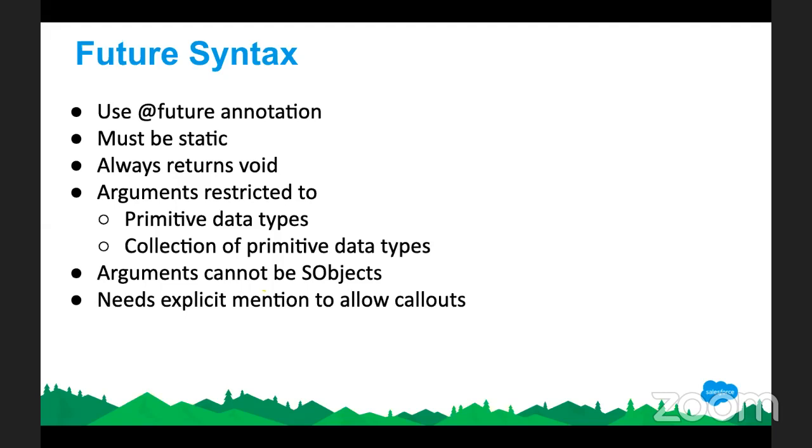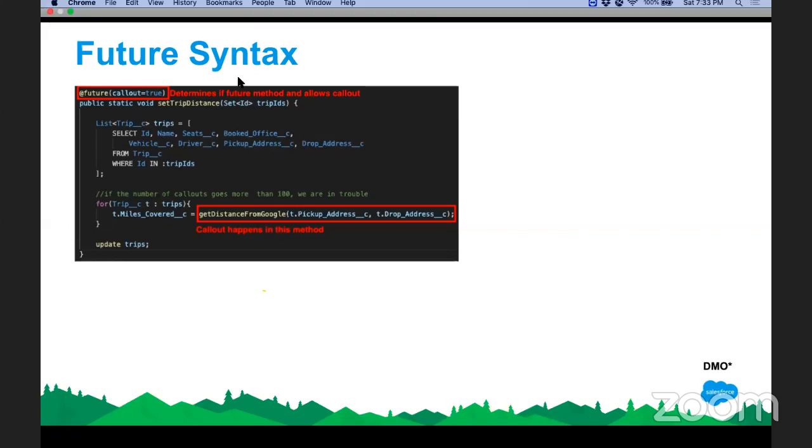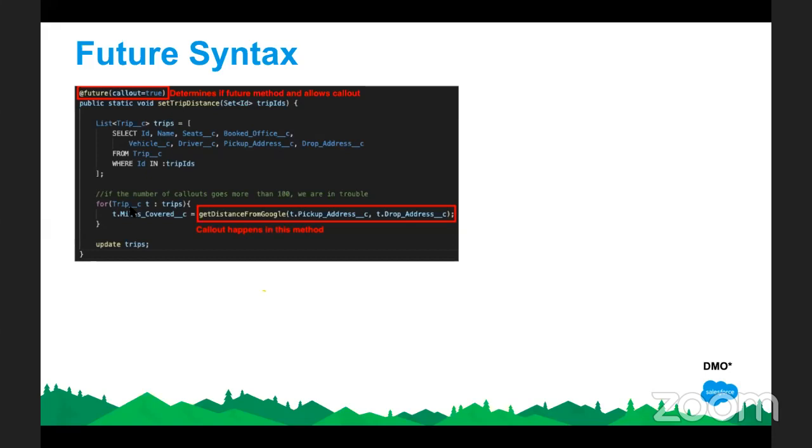It needs explicit mention to allow callouts. We should specify whether a future method should allow callouts or not. If you look at this example, you can write these methods in any class you want. But the thing is, it should be a static one. So this is the future annotation with callout equal to true. That is why I said we should specifically mention it. If callout equal to true is not mentioned and you try to do a web service callout, it will throw an error. And this getDistance from Google is a method that calls the Google API, which accepts 2 addresses and finds the distance.